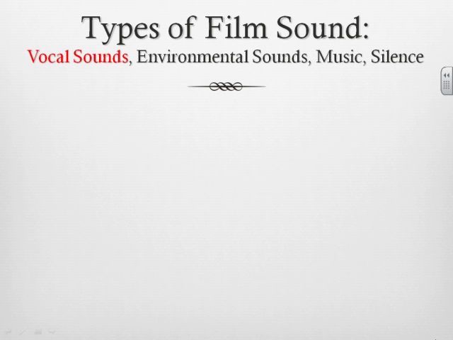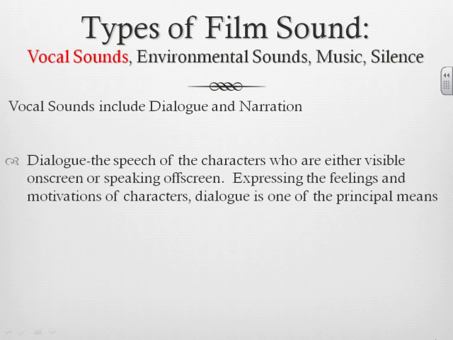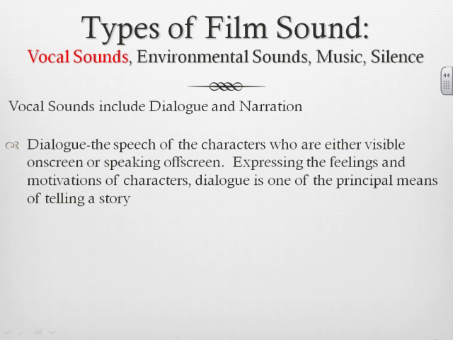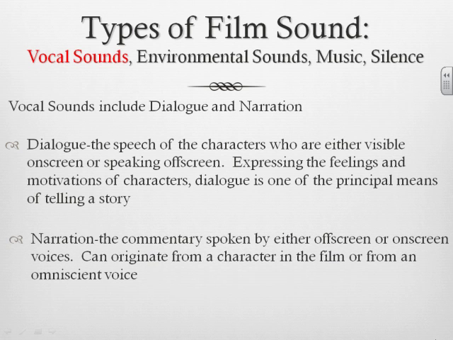Types of film sound include vocal sounds, environmental sounds, music, and silence. Vocal sounds include dialogue and narration. Dialogue is the speech of the characters who are either visible on screen or speaking off screen. Expressing the feelings and motivations of characters, dialogue is one of the principal means of telling a story. Narration is the commentary spoken by either off-screen or on-screen voices. It can originate from a character in the film or from an omniscient voice.